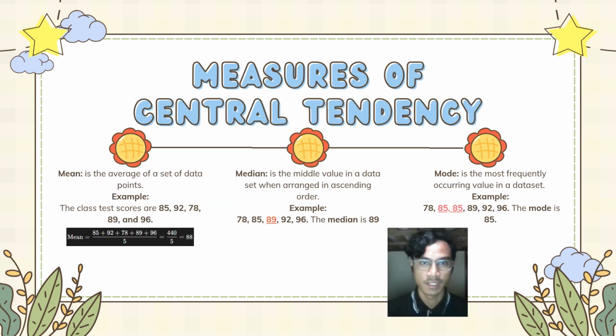There are three measures of central tendency. First is mean, is the average of a dataset. Second is median, is the middle value in a dataset when arranged in ascending order. Lastly is mode, is the most frequently occurring value in a dataset. Examples and formula is given in the slide that you can refer.